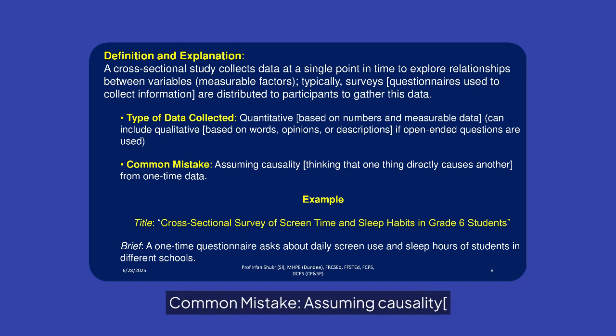Common mistake: assuming causality, thinking that one thing directly causes another from one-time data. Example: title, Cross-Sectional Survey of Screen Time and Sleep Habits in Grade 6 Students. Brief: a one-time questionnaire asks about daily screen use and sleep hours of students in different schools.